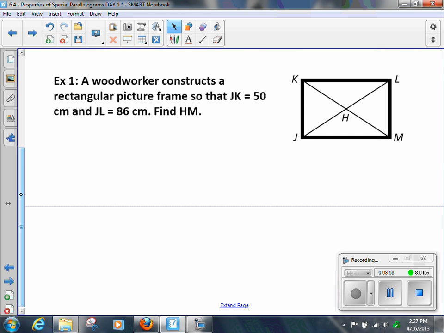It says a woodworker constructs a rectangular picture frame. Okay? I'm telling you, you will see this on SOL review stuff. You may see this on the SOL test. If it says something about framing up a picture or a house, the way you ensure that it's a rectangle is to make sure that the diagonals are congruent to one another.